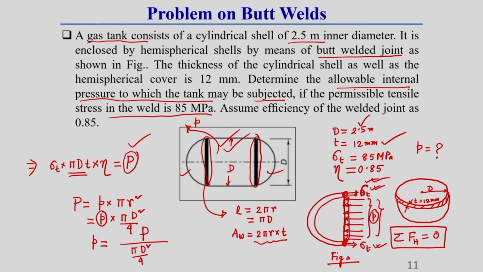Another force is due to the internal pressure, which is the internal pressure into its projected cross sectional area, that is pi r square, which I am showing in this equation. You can say this is equation number 2, this is equation number 1. So, by using equation number 1 and 2, what can we get?